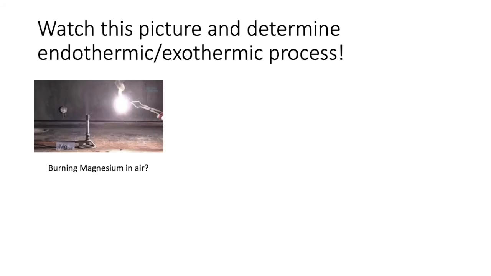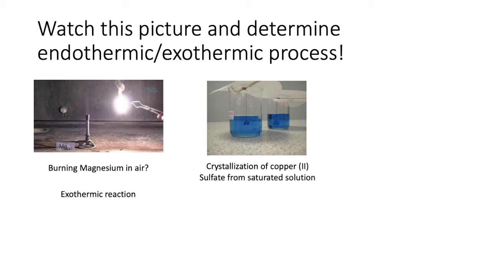Watch these pictures and determine whether each is an endothermic or exothermic process. Burning magnesium in air. It will release heat, so it's called an exothermic reaction. Crystallization of copper II sulfate from a saturated solution. The copper absorbs heat from the surrounding to make crystals of copper sulfate. So this is called an endothermic reaction.